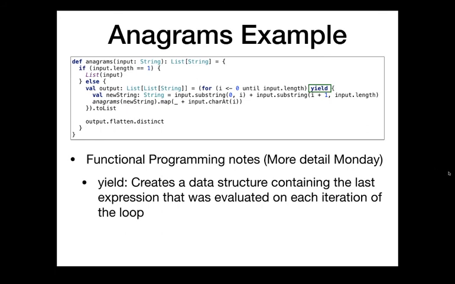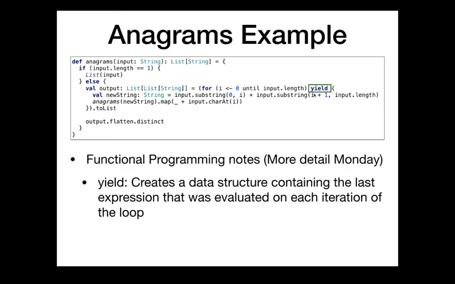So yield, it's a very nice little keyword. You put it right in between where you start your loop, where you define your variable you're iterating over, and before the body of the loop. If you put that little keyword yield right there, instead of just executing the body of the loop for each element that you're iterating over, this is going to create a data structure containing all of the elements formed by taking the last expression that's evaluated in each execution of the loop.